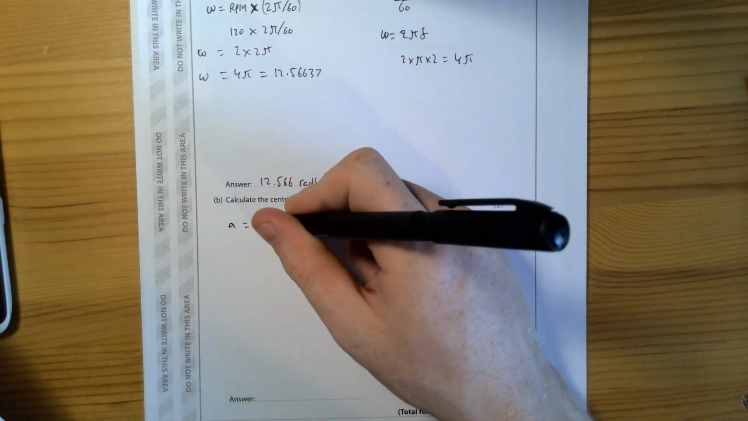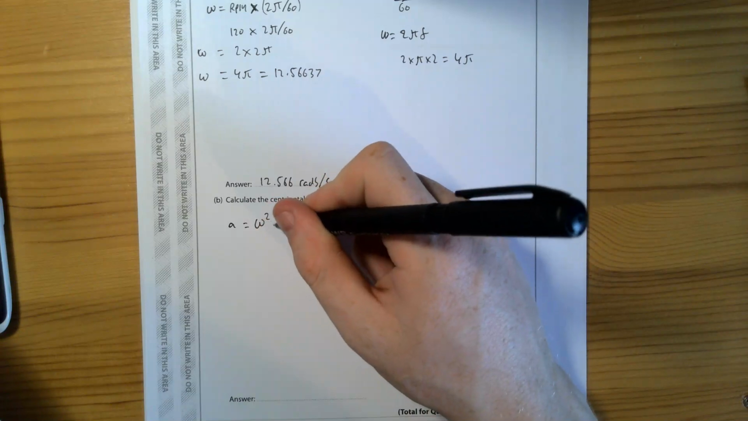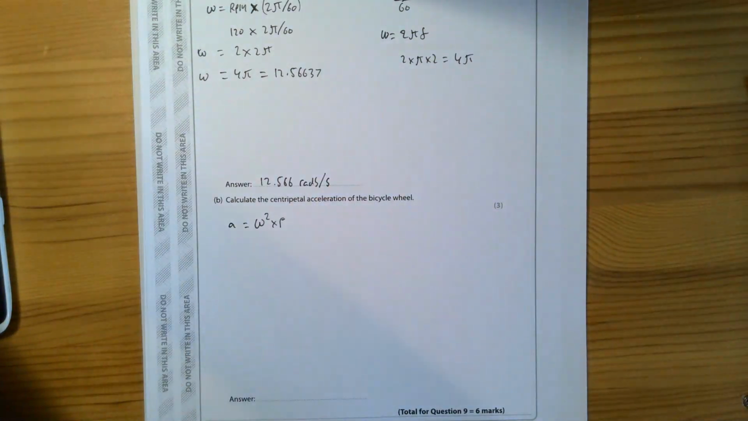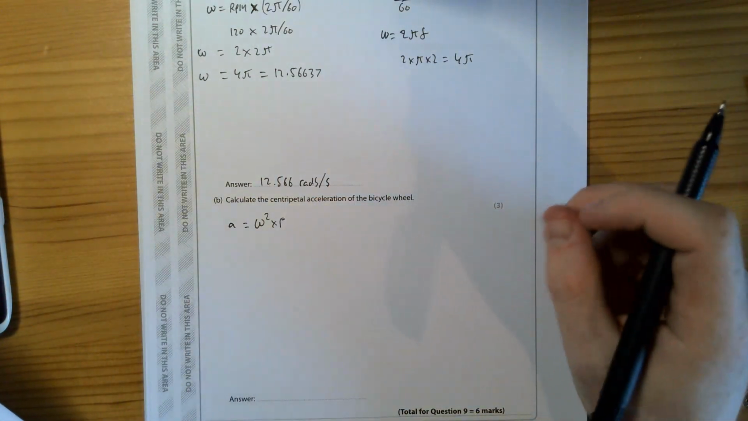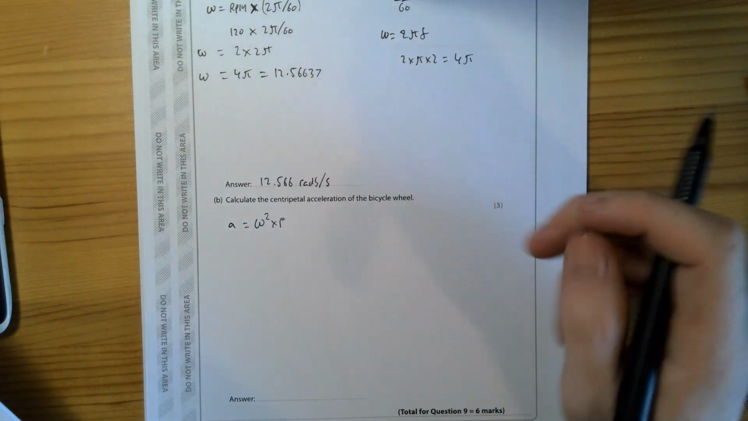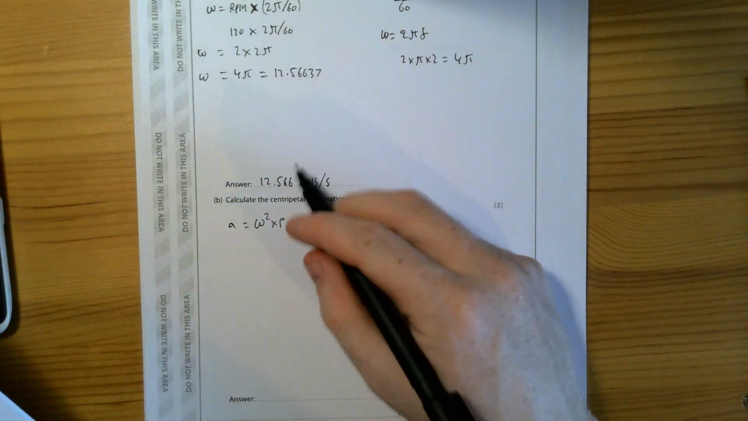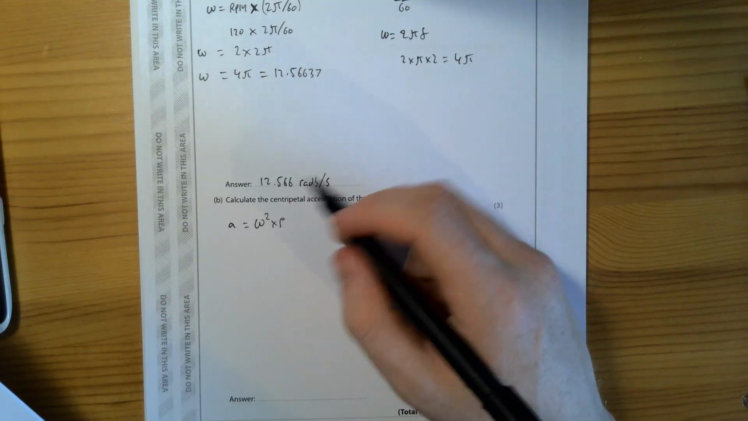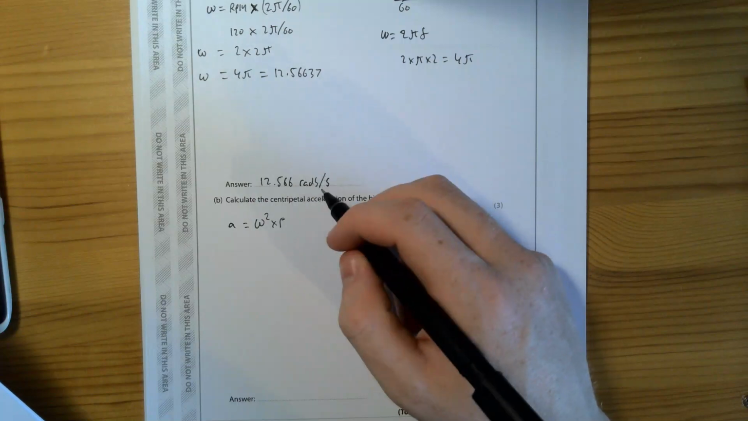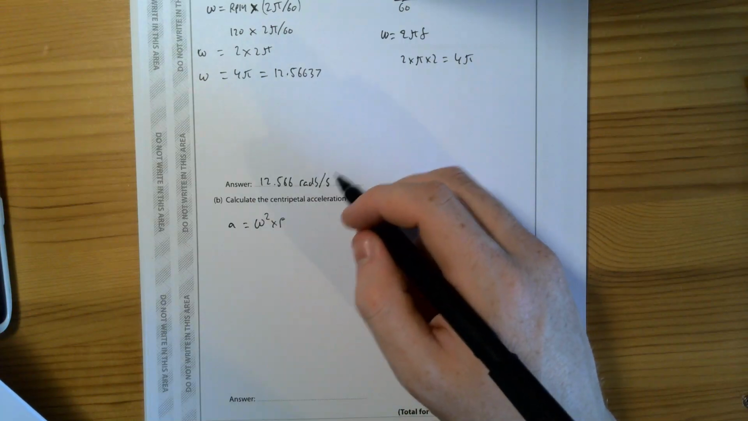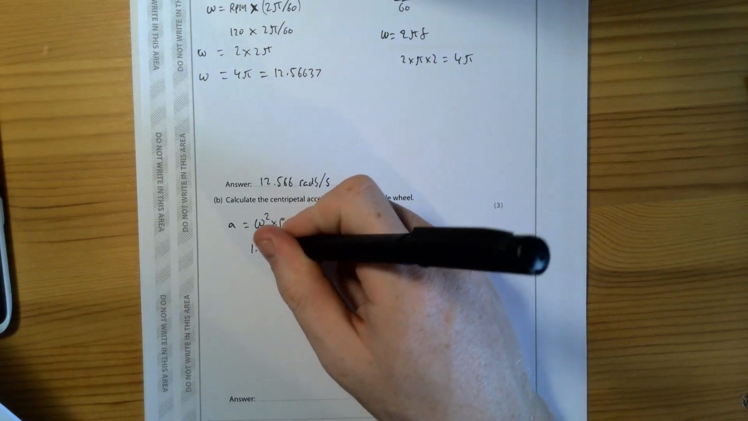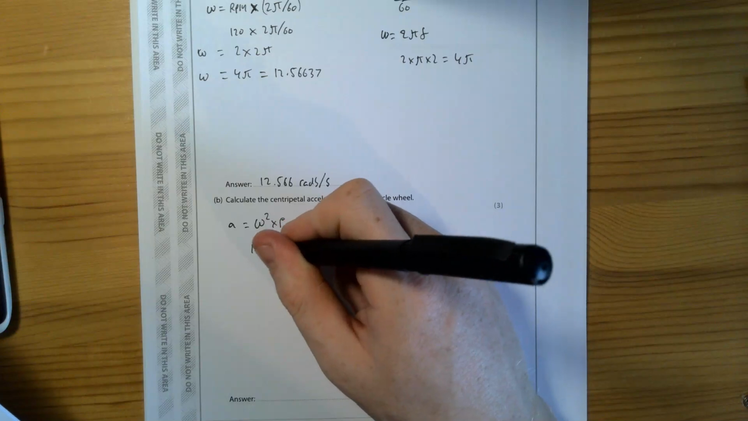Acceleration equals W squared times by R. Right, acceleration wants to be in meters per second. And we've got this, rads per second, and it's going to be squared, sorry. So these units are going to be per second squared, which is ideal.